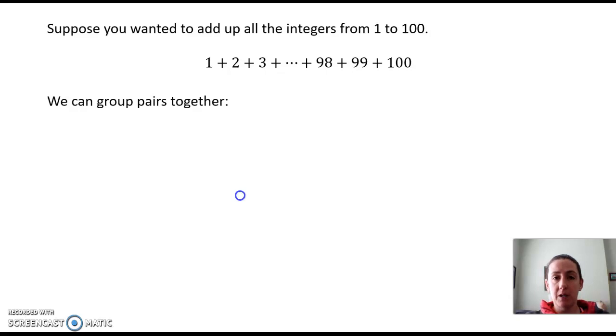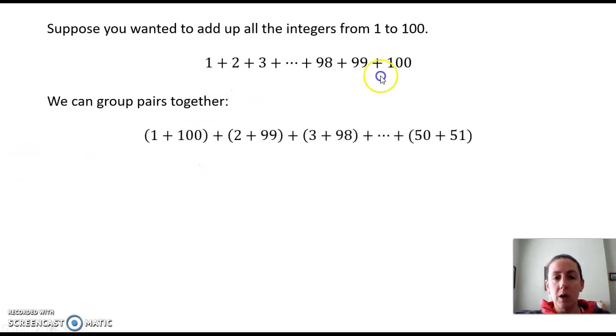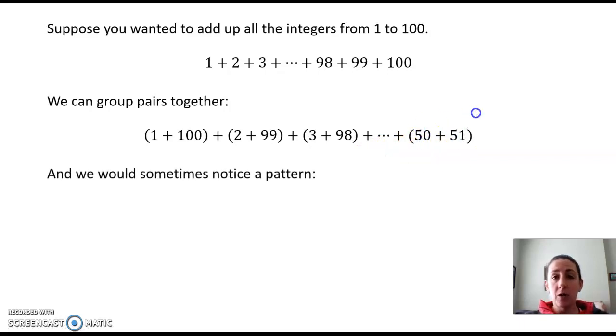But what you might be able to do is pair these numbers together. Notice that if you take the first and last numbers, 1 plus 100, and 2 plus 99, and 3 plus 98, you're getting 101 and 101 and 101, all the way up to 50 plus 51, which is 101. You'll notice the pattern that you have 50 pairs of 101, and so then maybe you would see that it would sum up to 5,050 a little bit quicker.